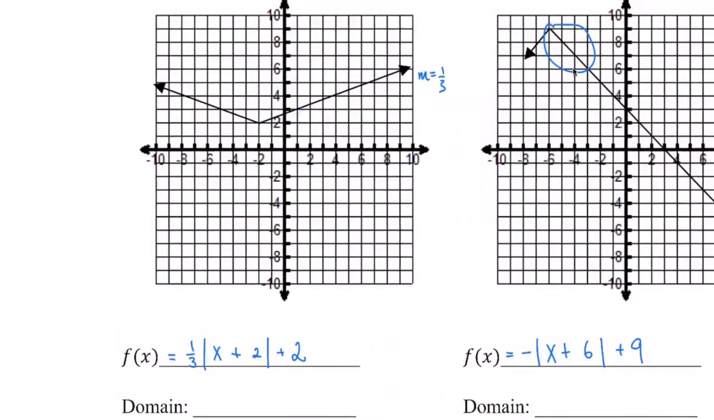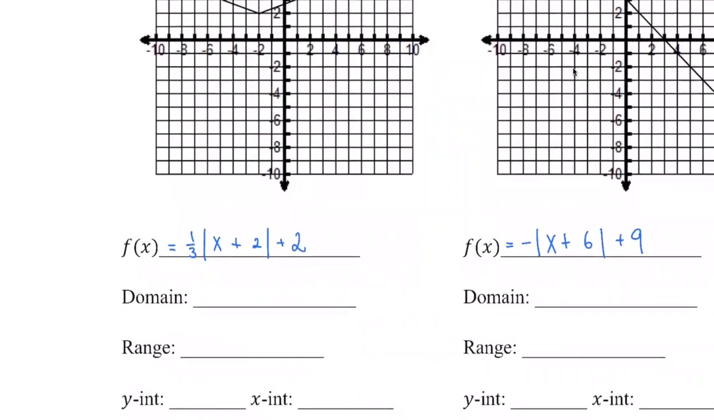Let me erase the circle. Now we will go ahead and talk about the domain and range. And in case you forgot about the meaning of domain and range, the domain is about the X and the range is about the Y. Domain is to describe all the possible X values, and the range is to describe all the possible Y values.